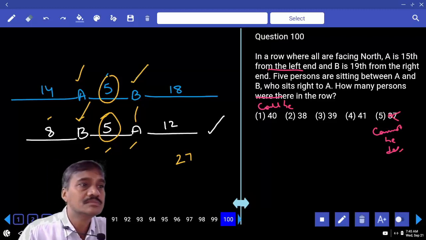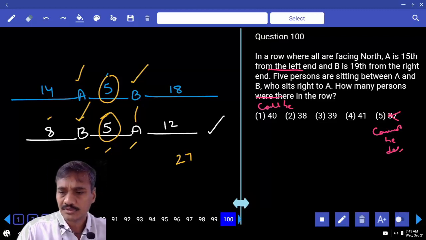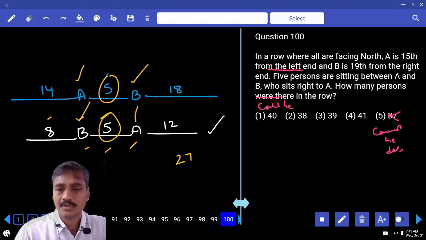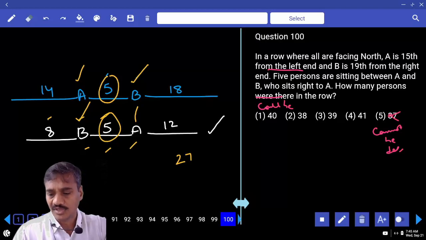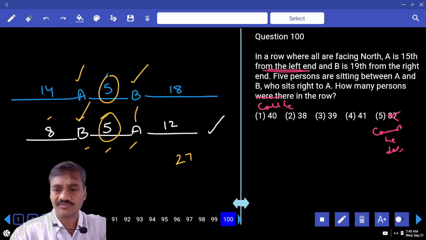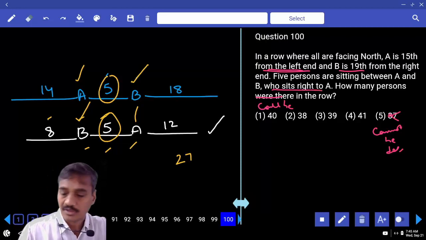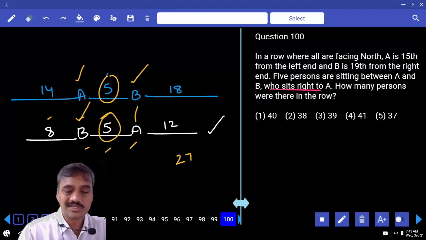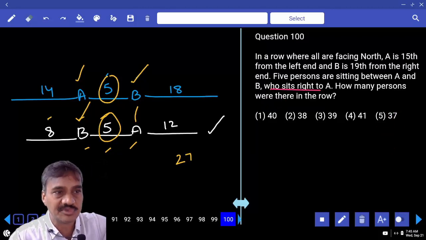In a row where all the persons are facing north, A is 15th from the left hand, B is 19th from the right hand, and 5 persons between A and B. B sits to the right of A. Clear? Now what is the information provided here? B is to the right of A. What is the necessity of providing this information?